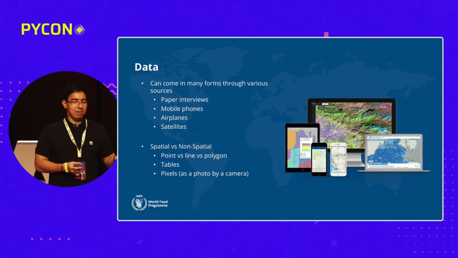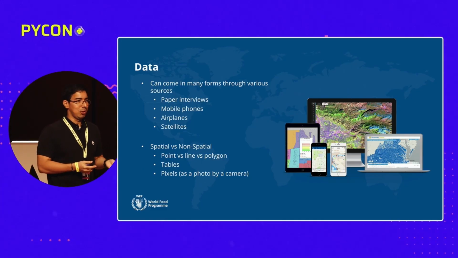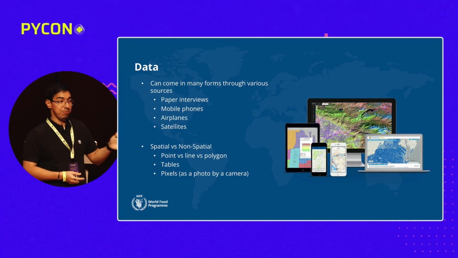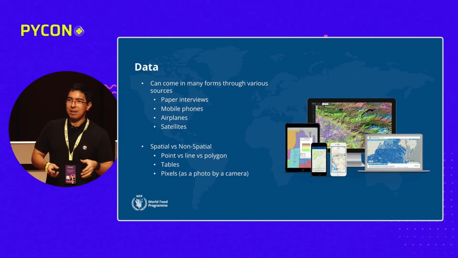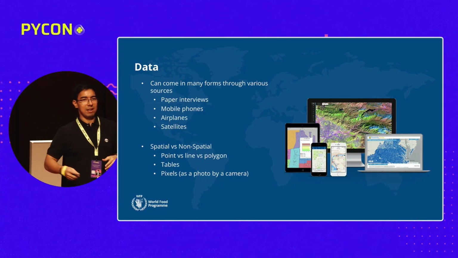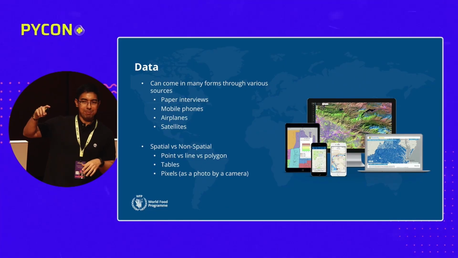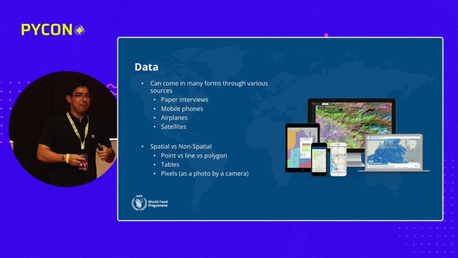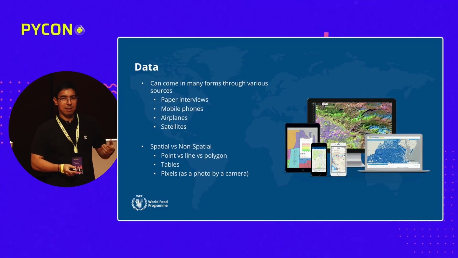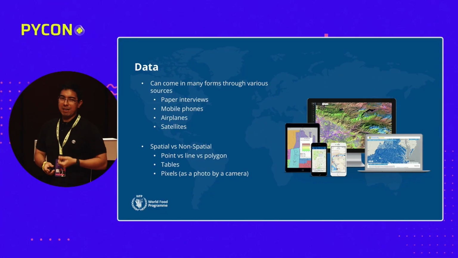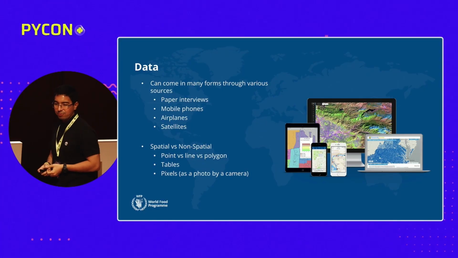Airplane data or satellite data, so usually it's mostly for raster data. I'm going to explain later what's the difference between vector and raster. But usually it's transportation or some devices that are in the air or in space that are capturing using cameras. So you can capture flooded areas. You can capture buildings destroyed after an earthquake, or you can capture vegetation information, and so on.